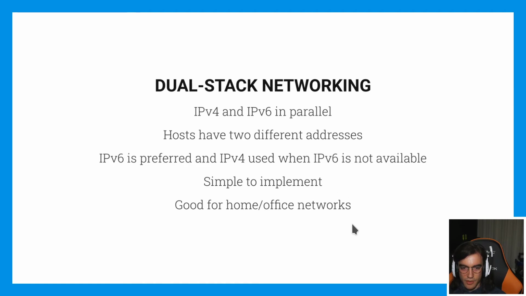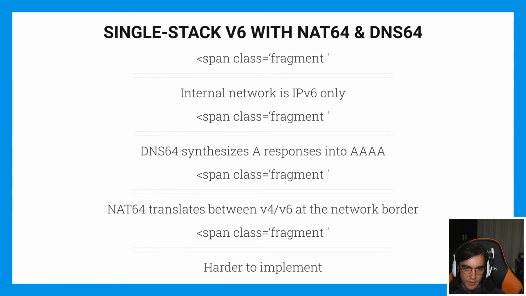So it's the best for home and office networks because in these kinds of networks you'll find a lot of various devices that don't support IPv6 well, so you want to have an IPv4 fallback. Now, I'll talk about single stack IPv6 with NAT64 and DNS64.